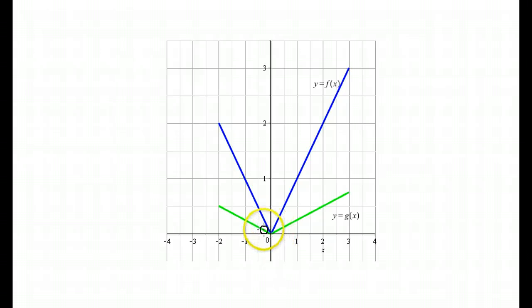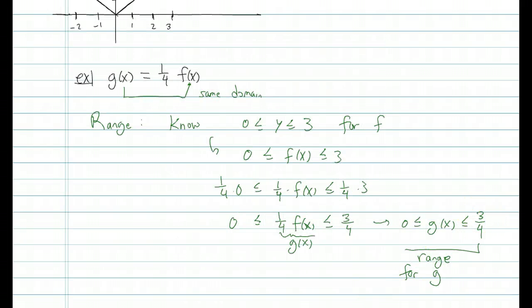0 times anything is 0, so in particular 0 times 1/4 will still be 0. That's why that point gets fixed. We're at height 2 here, multiply that by a quarter, and you get down to height 1/2. We're at 3 here, multiply that by a quarter, and you get down to 3/4. And then you repeat your graph. Again, it vertically compresses it by a factor of 1/4. Okay, let's look at the next example.